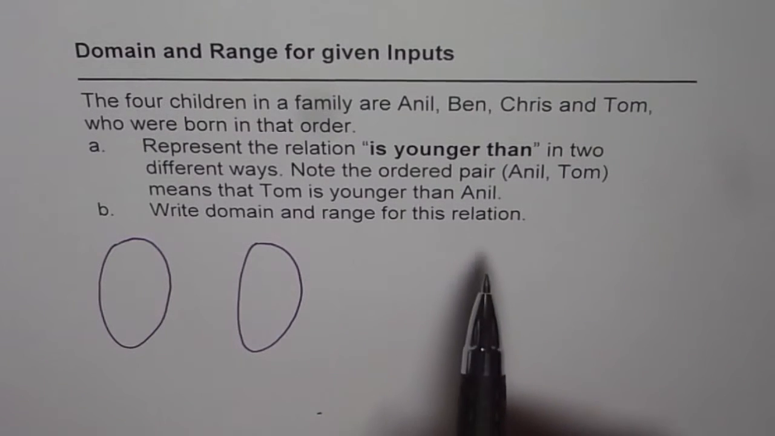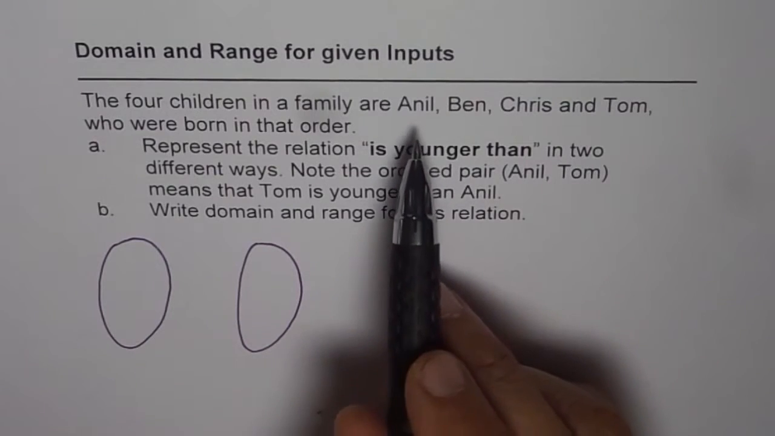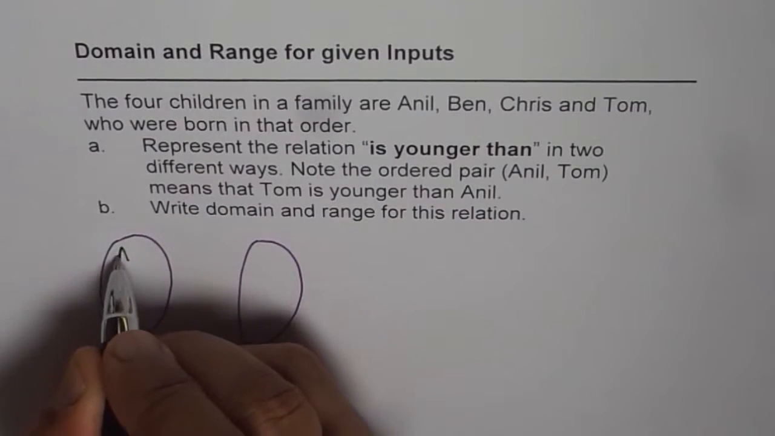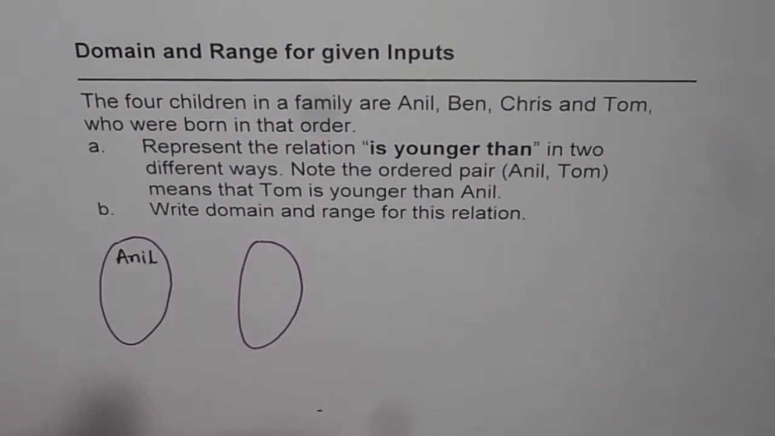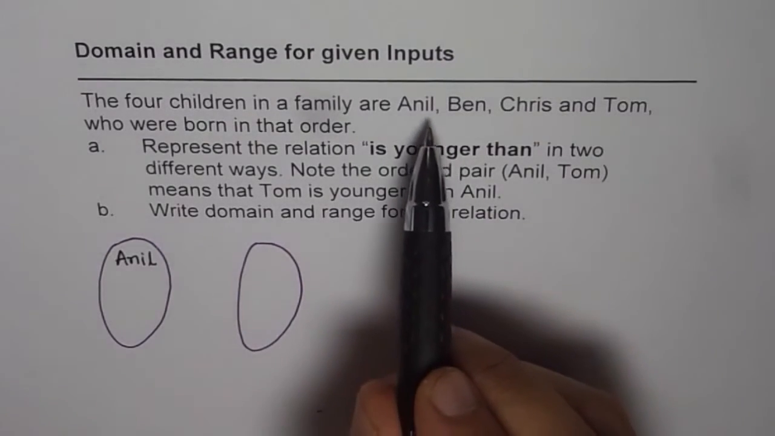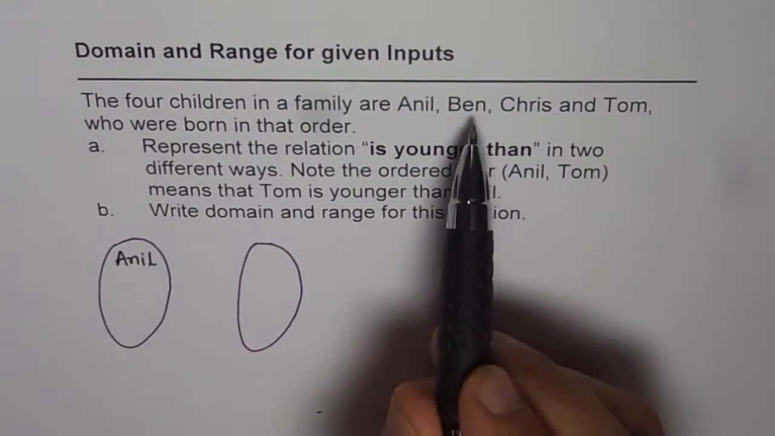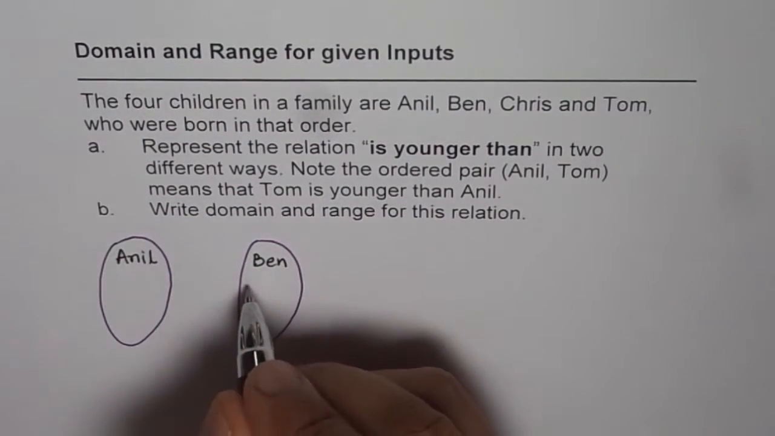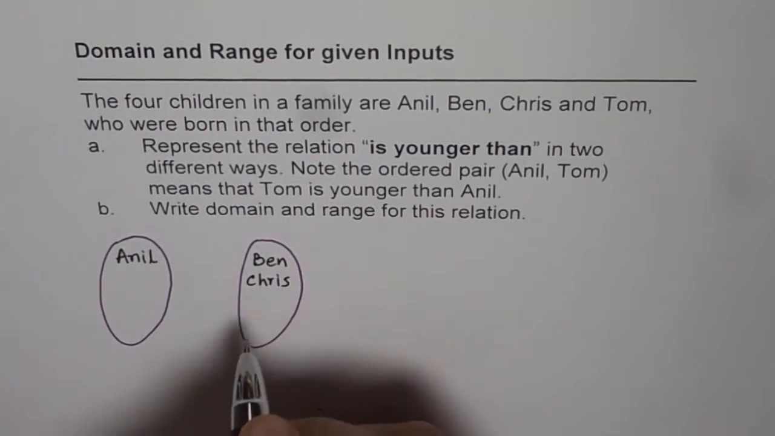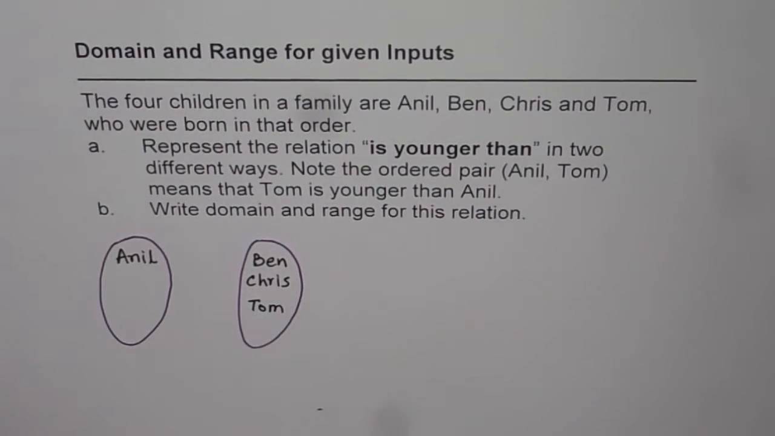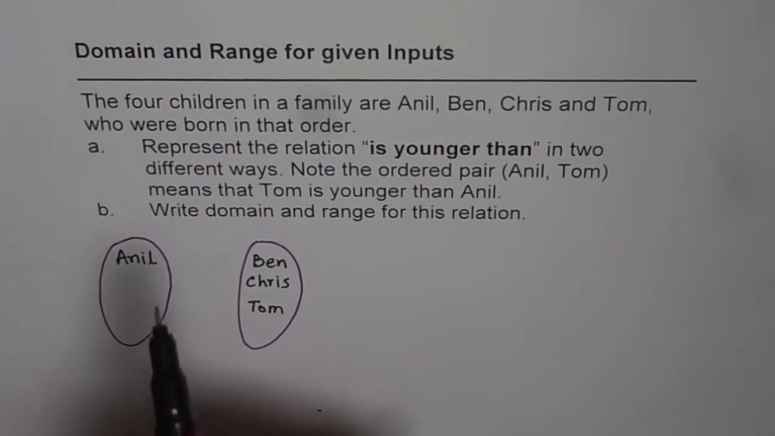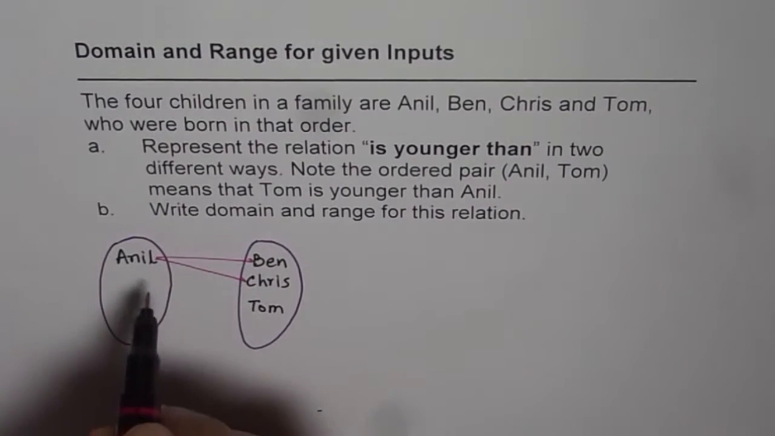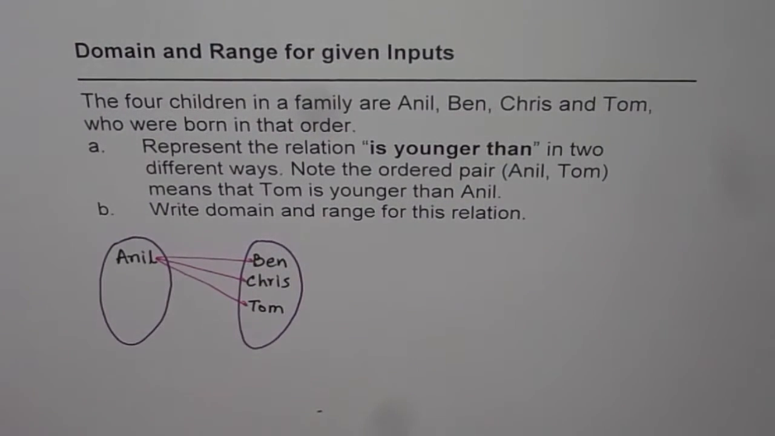I hope you get the point, right? So we'll start with the eldest, which in this case is Anil. Now we'll write Anil here, and who is younger than Anil? These three are younger than Anil. So we can write their names, which is Ben, Chris, and Tom. Now the relation is: Ben is younger than Anil, Chris is younger than Anil, and Tom is younger than Anil.